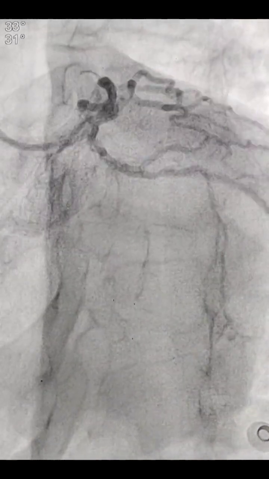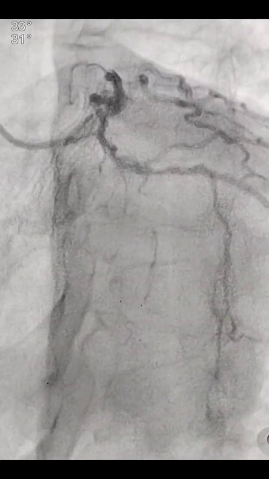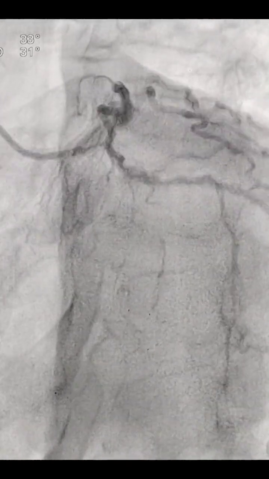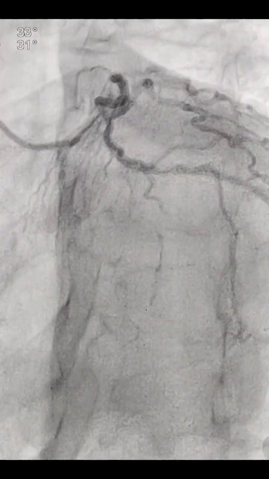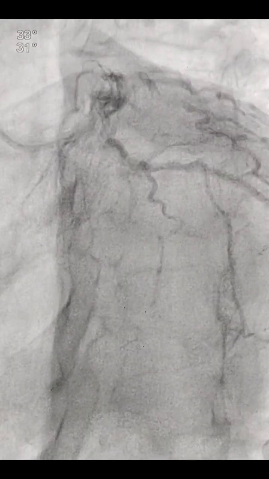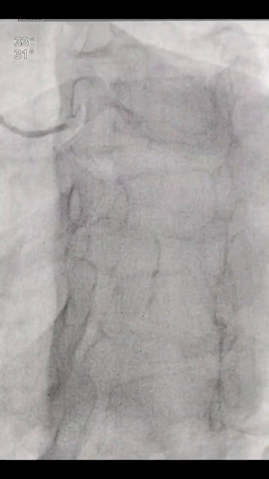So this is a 60-year-old male. He's a known case of hypertension, diabetes, and tobacco chewer. He's a known case of inferior wall MI 1 year back, and he's status post PTCA to the distal RCA. Now he presented with again ST elevation in the inferior leads 2, 3, aVF, and this is the angio.